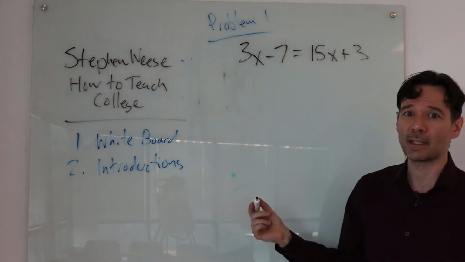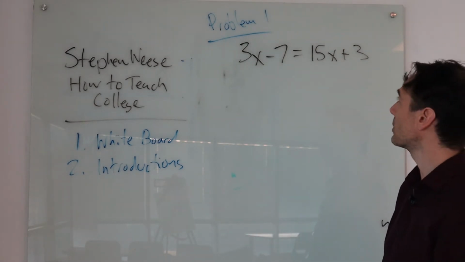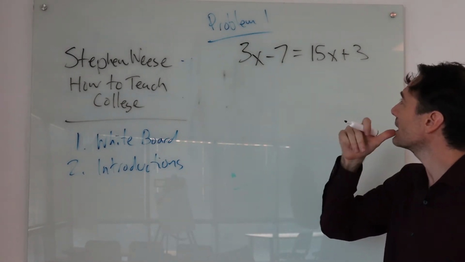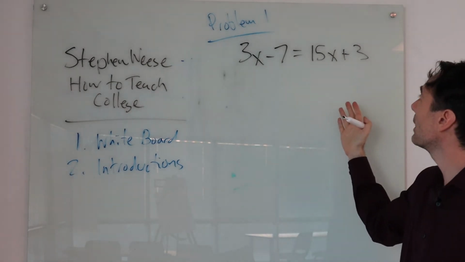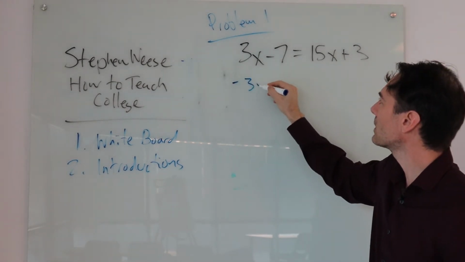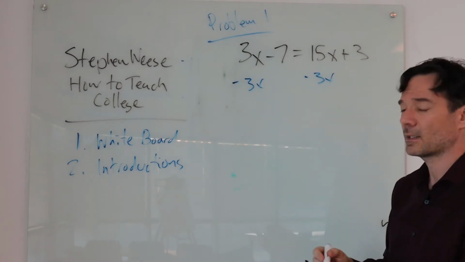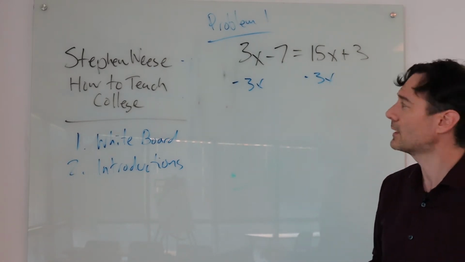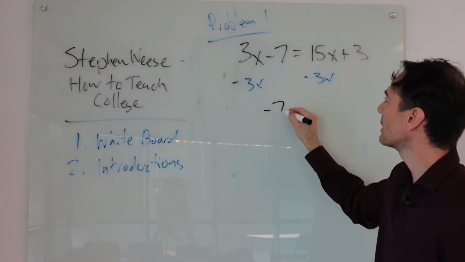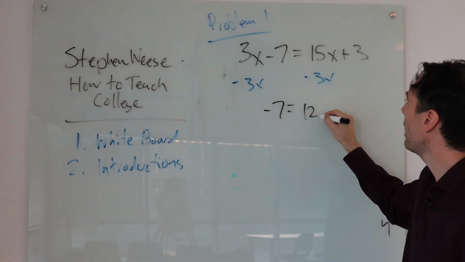All right, so I'm going to do the steps of the problem. And this is what I like to do. Let's say I'm going to solve this. Okay, well, let's see. Let's get rid of the smaller x. So I'll subtract 3x from both sides. So I'm going to switch colors here again so you can see what I'm doing. That x cancels out. That becomes 12x plus 3.